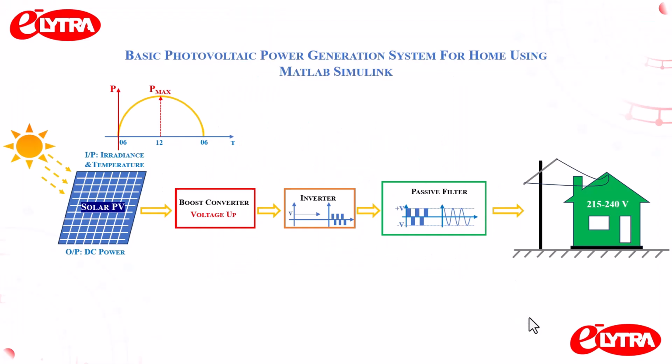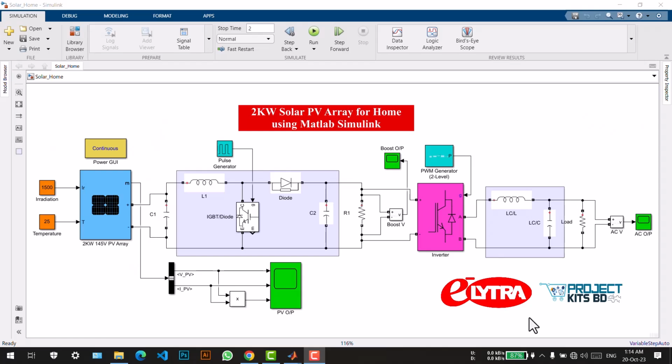According to this block diagram, we have designed that same circuit in the Simulink library, and we can see that in Simulink we successfully generated AC voltage from solar PV. From that basic design, we have customized this design. We have generated a 2 kilowatt, 145 volt PV array, and the output is 240 volt after the boost converter and inverter.